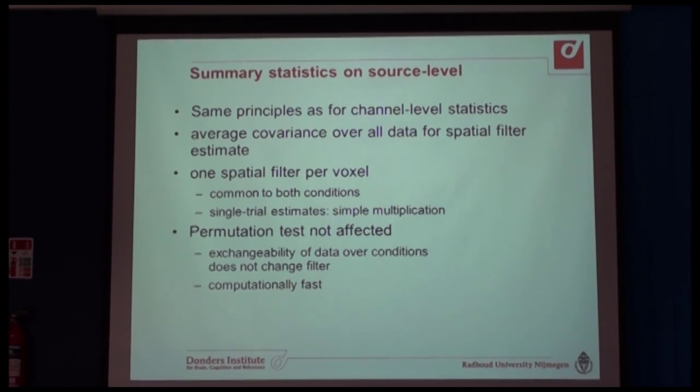The permutation test, however, is not affected, because we assume exchangeability of the data over the conditions. If we exchange the data over the conditions, the spatial filter doesn't change, which means that it's perfectly fine to compute the spatial filter in advance. So it's computationally fast.